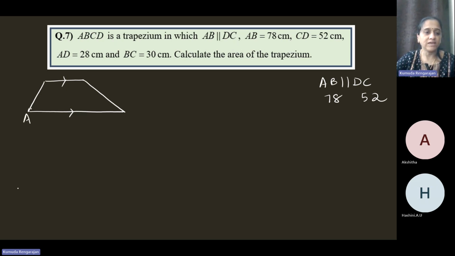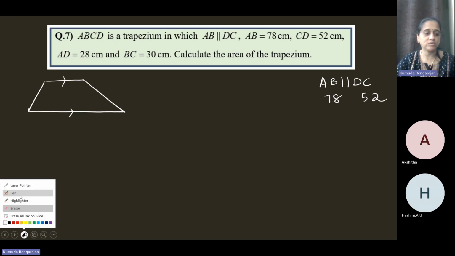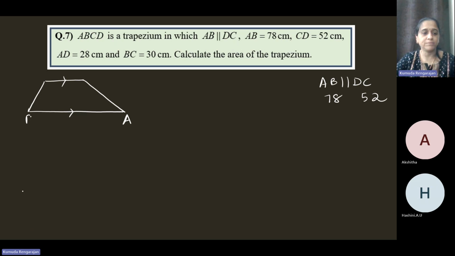If you start A here and put B here, then AB is not parallel to BC. No, this is a non-parallel side. So you should start A here. Where should you start? A here. A, B, C, D, like this. All right. So AB is 78 and CD is 52.